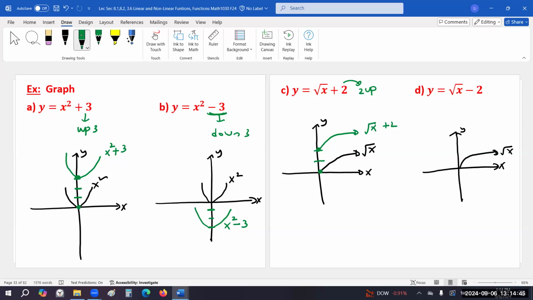Next volunteer. Okay, 2 down. So 1 down, 2 down, from here to the same thing. Square root of x minus 2.